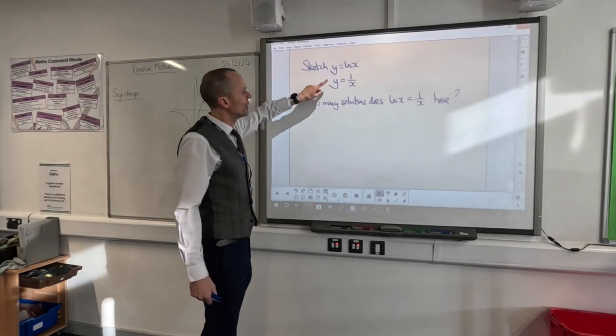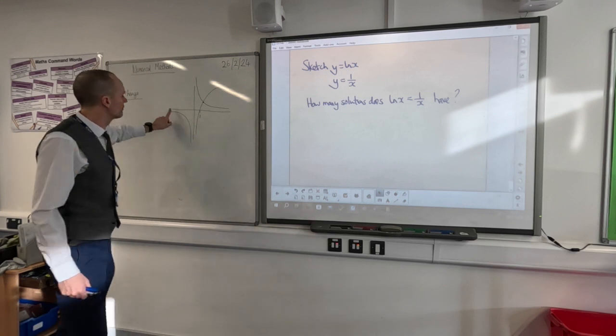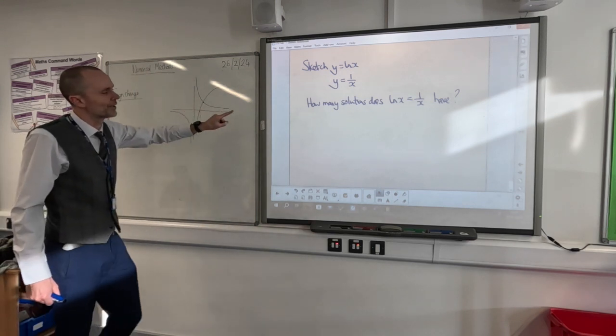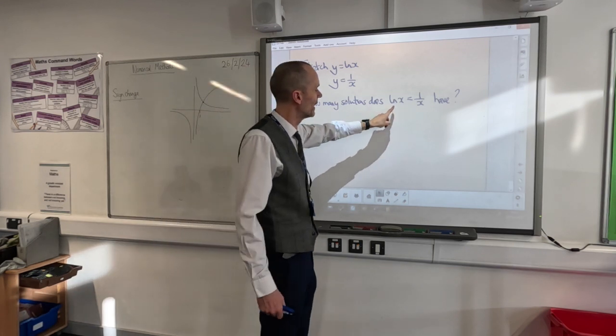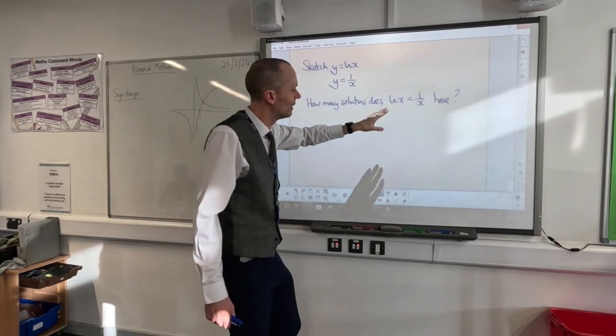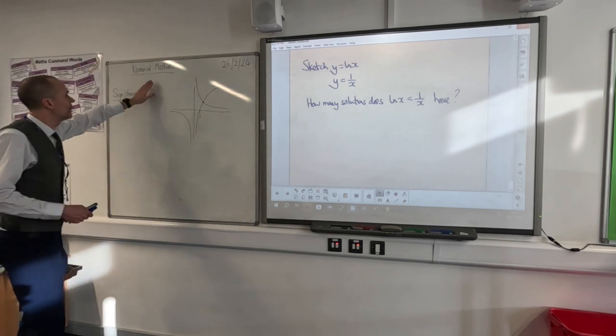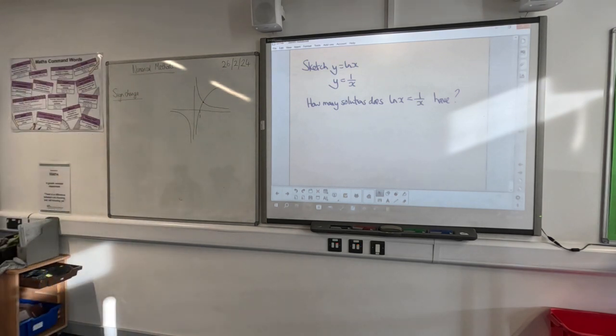So we've sketched these two graphs, ln of x and 1 over x, and we found they cross at 1. So there is one solution to the equation ln x equals 1 over x, but we can't solve that equation. We haven't got the ability, and that's where numerical methods come in.